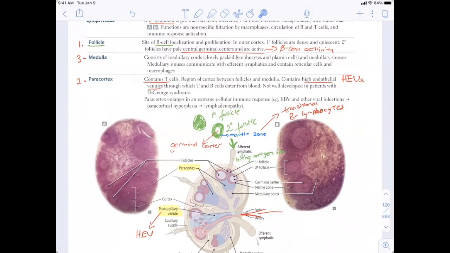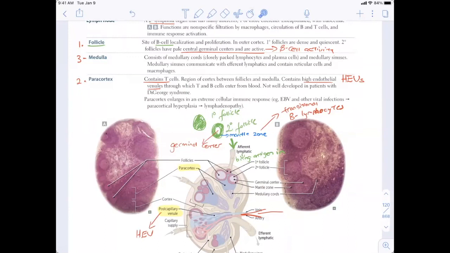So that's it. And then finally, the last zone there is obviously going to be the medulla. Nothing big about the medulla, right? It's an area for all the sinuses and cords to interact, right? The medulla pretty much has two main structures there: your medullary sinuses and your medullary cords, right? And the cords is pretty much just a bunch of lymphocytes packed together with plasma cells, right? And then you have your sinuses, which is like your blood vessels.